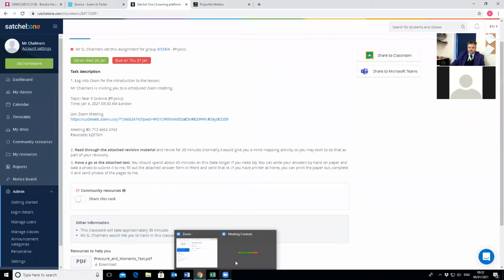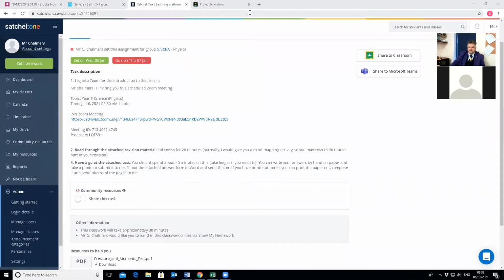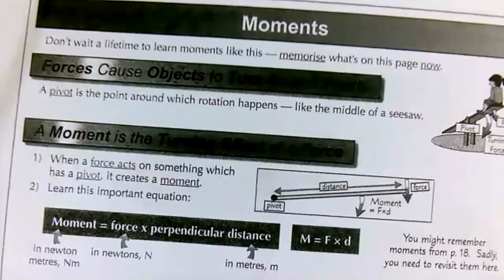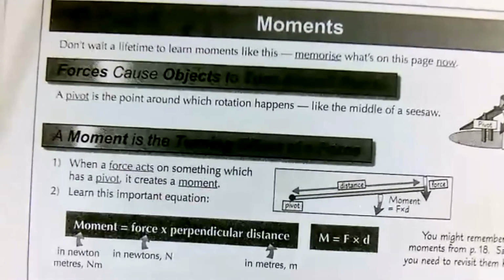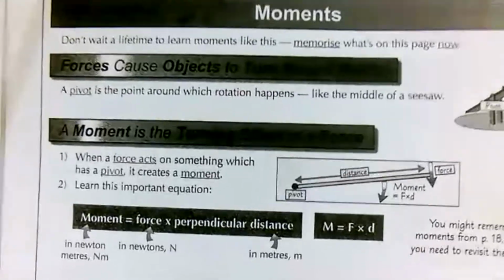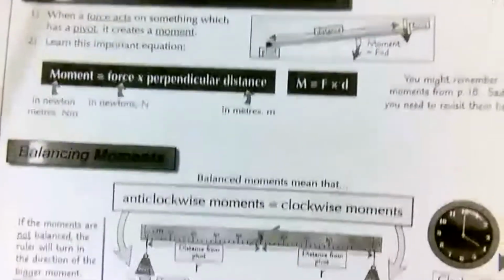So if I go back to stopping sharing, there we are. So if you look at your pack, you'll see what I've given you: some pages from a revision guide. Now switch camera. So you've got a page on moments, that's also turning effects and levers and seesaws. It gives you all the key facts you need.